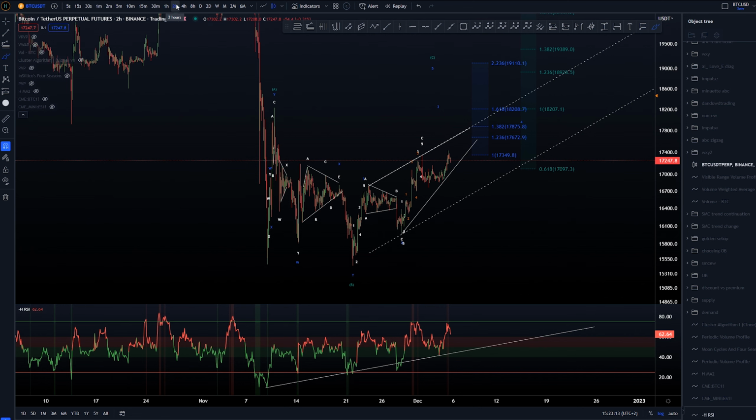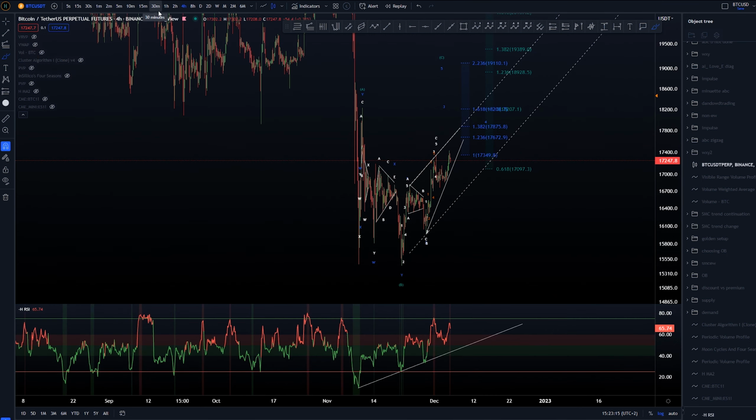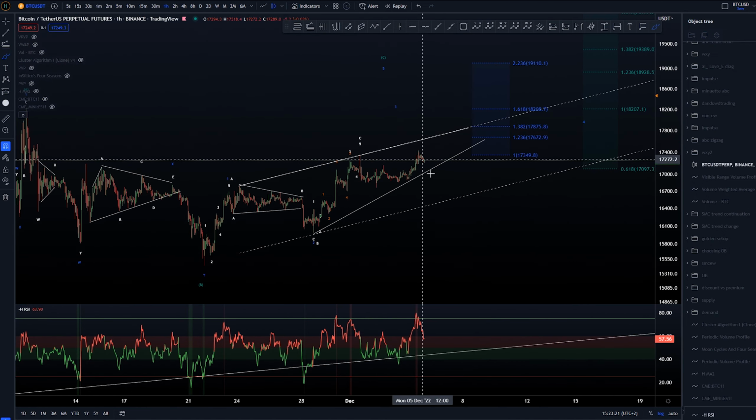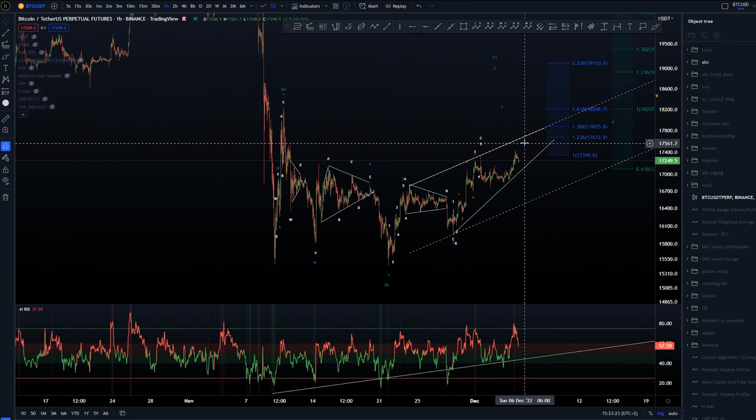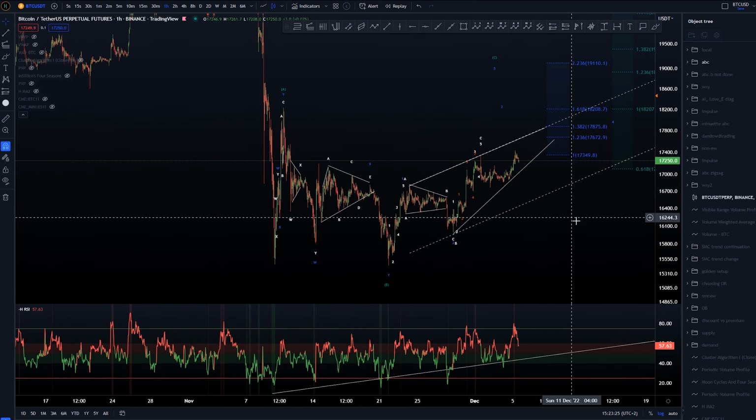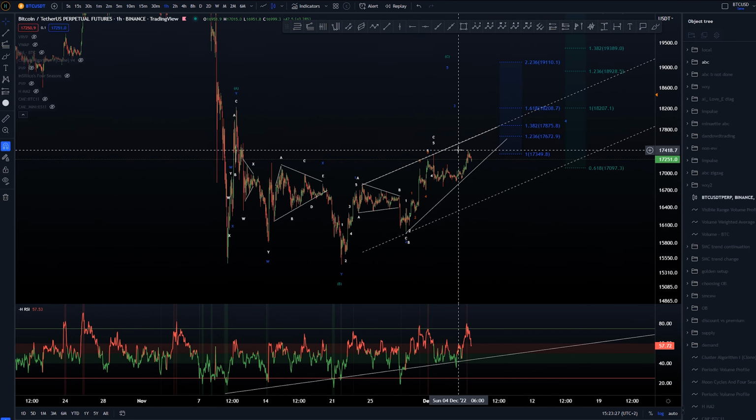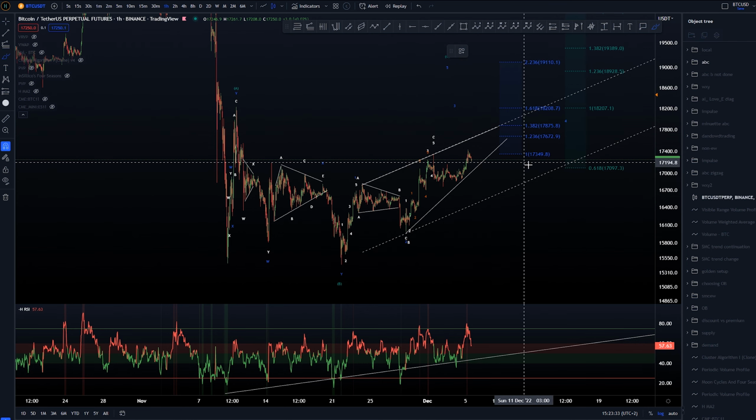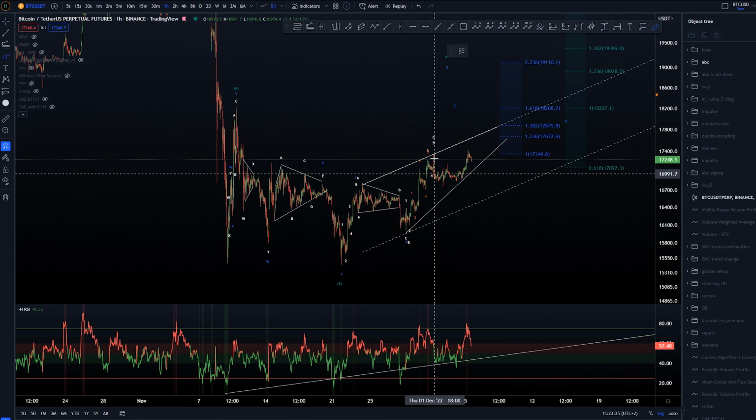Let's check out the other ones. 2 hour, we do have that. 4 hour, we do have that divergence already. But yeah, on 1 hour, we're not going to be getting that. So again, I'm not quite seeing the good trade at the moment here. But those are the scenarios that I'm watching at the moment.